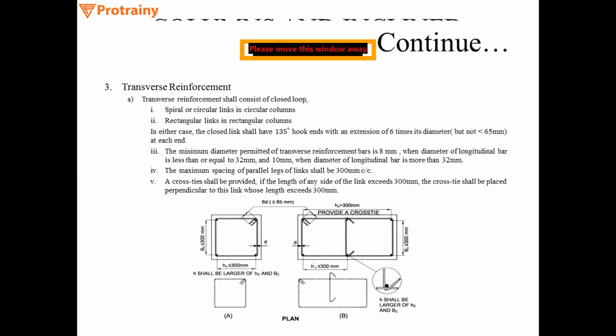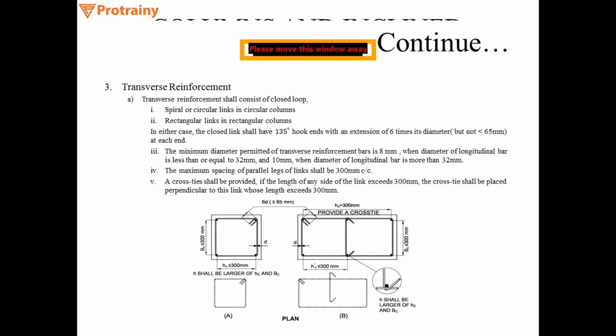And the third point is the minimum diameter permitted for the transverse reinforcement bar is 8 mm when the diameter of the longitudinal bar is less than or equal to 32 mm. If it exceeds 32 mm, then the minimum diameter for transverse reinforcement is 10 mm. Coming to another point, the maximum spacing of parallel legs of links shall be 300 mm center to center.